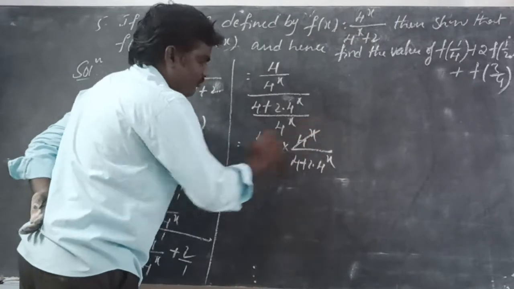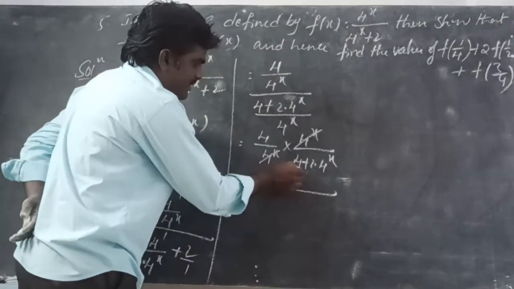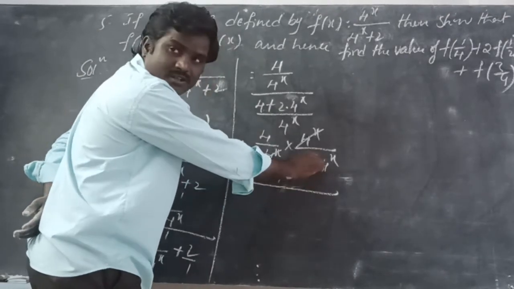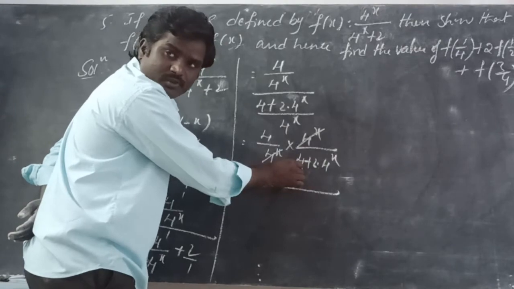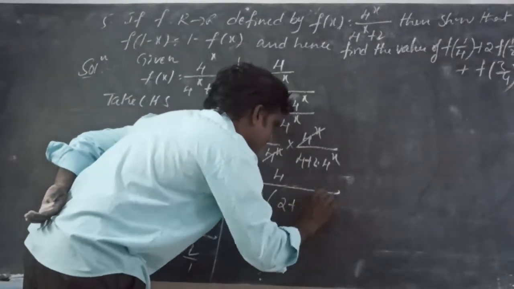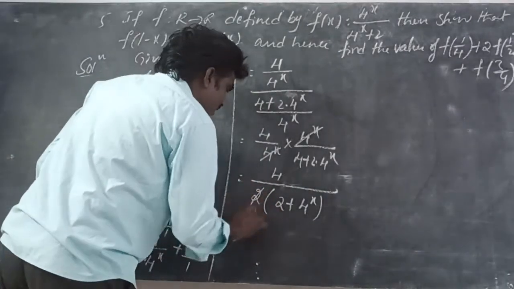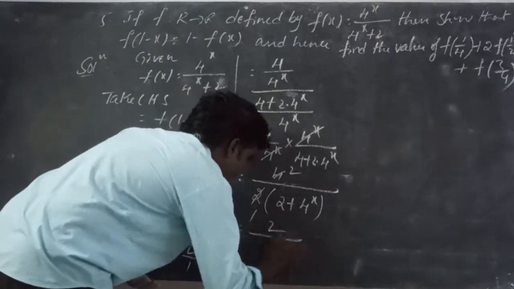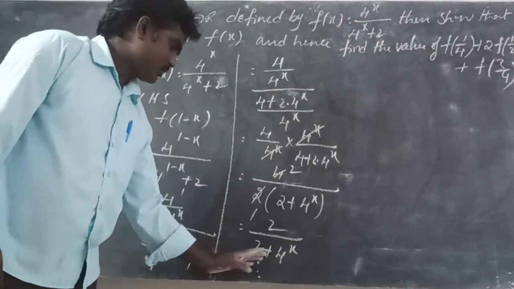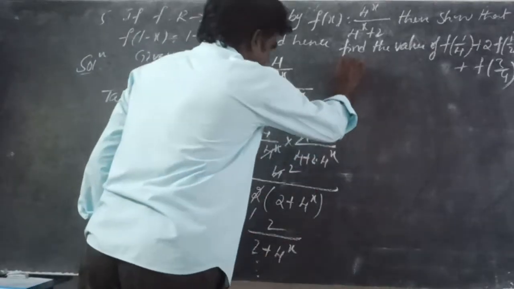4 power x cancel. What is the remaining? 4 by... Okay, here the 4 we can write as 2 into 2. Here 2 into... So in this, what is the common? 2. Okay, 2 is taken outside, what is the remaining? 2 plus 4 power x. So 2 one time, 2 two times. That is 2 by 2 plus 4 power x. Okay, so this is LHS.